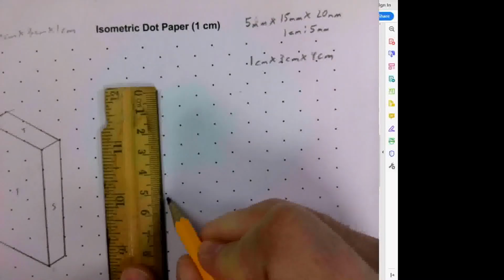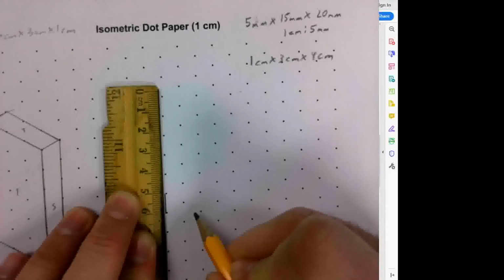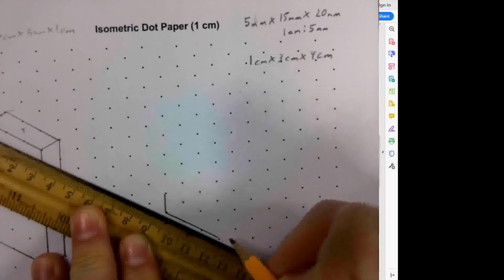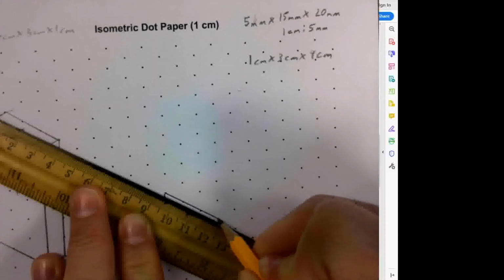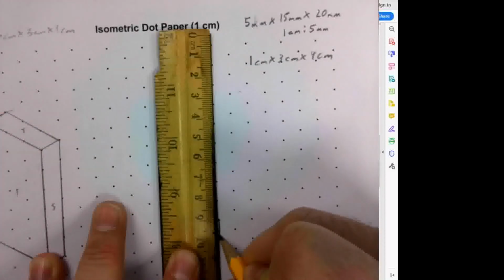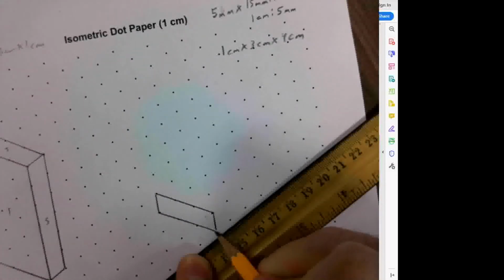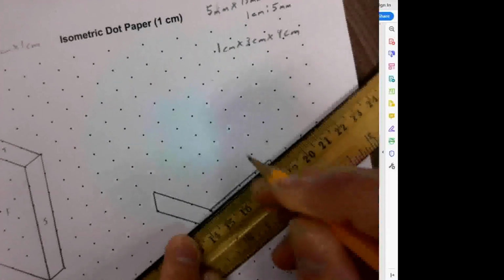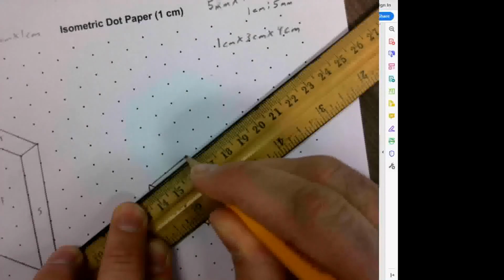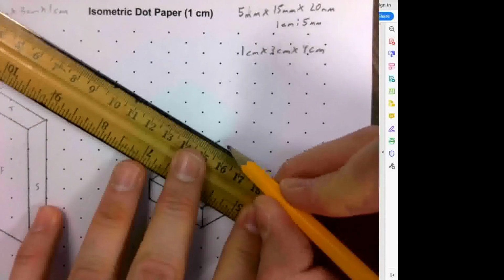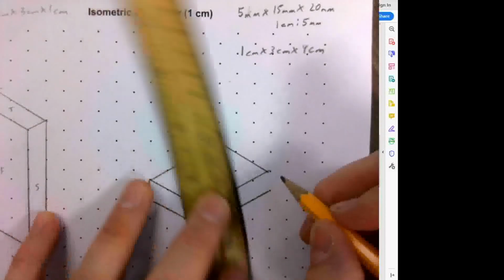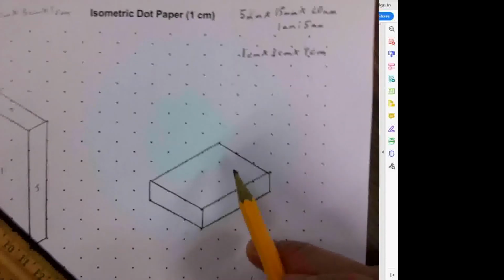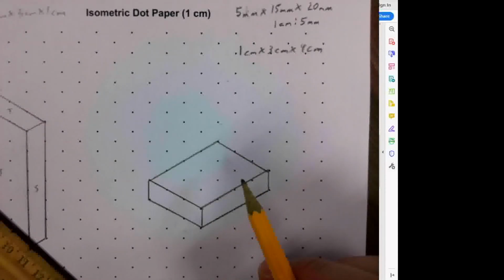So let's start with my 1 centimeter. And then I have my 3 centimeters: 1, 2, 3. And then my 4 centimeters: 1, 2, 3, 4. And 1, 2, 3, 4. So now I've drawn this object with an appropriate scale. This is my 5 millimeter by 15 millimeter by 20 millimeter object shown with a scale of 1 centimeter to 5 millimeters.